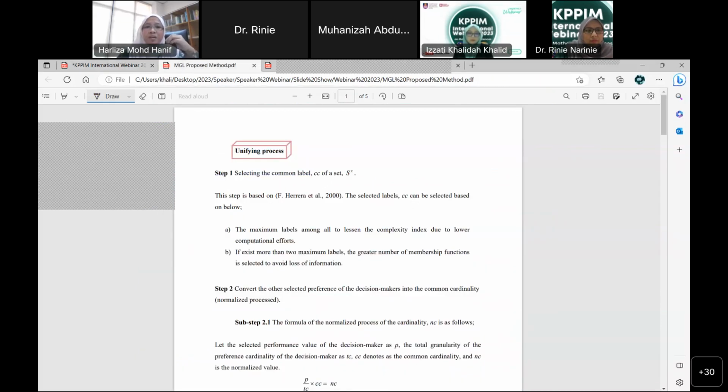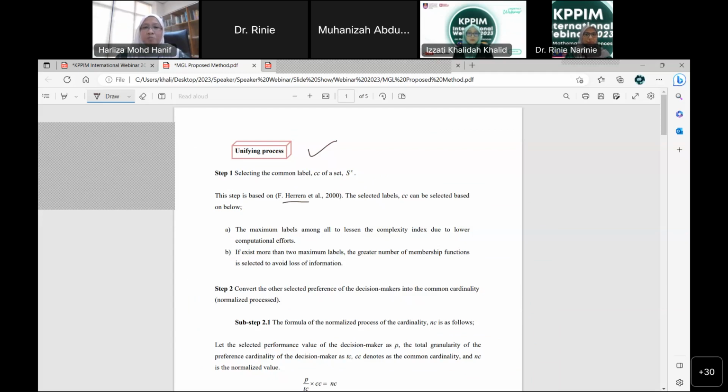So this undergoes certain processes. The first one is unifying, the one that I mentioned just now. Before we can aggregate the evaluation that each of the decision makers gave, we need to unify it first. We have to change the form of the linguistic term set into one form before we can proceed to the aggregation process.